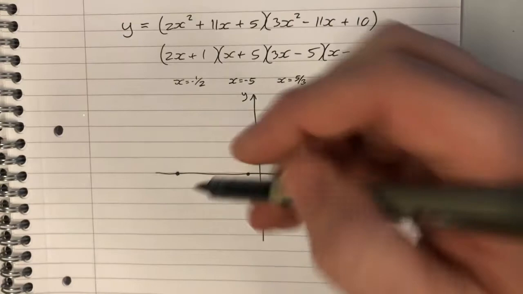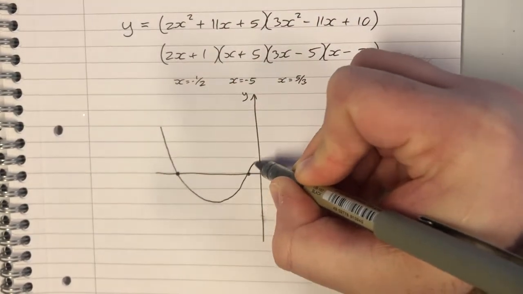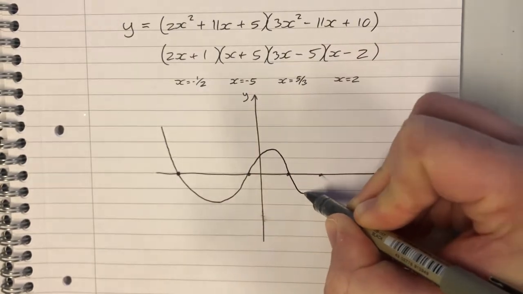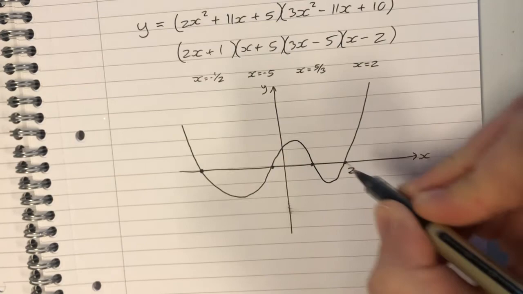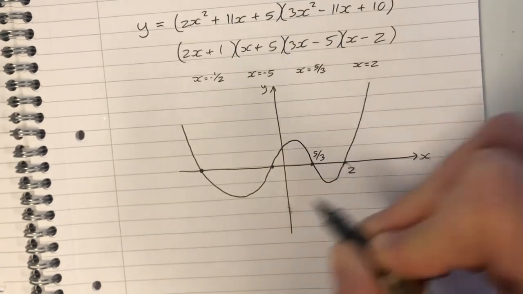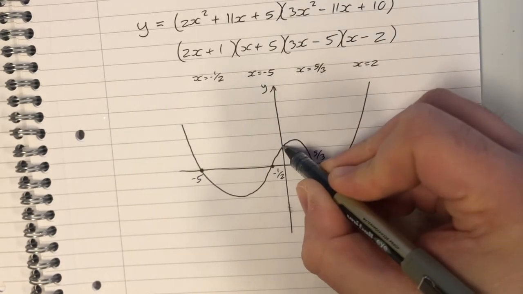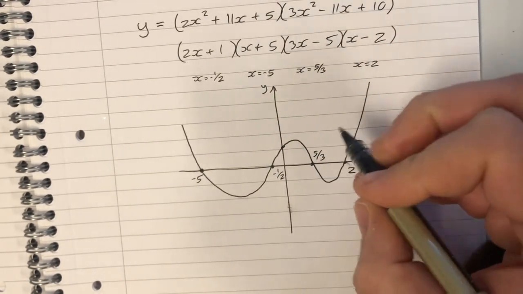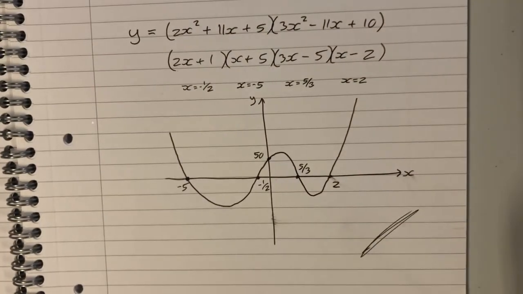Which is good, because if I look at my points, it's got to go through the y-axis at a positive point. And then it's going to do something like that. Label the points, so 2, 5/3, minus a half, minus 5, and make sure you label where it crosses the y-axis, which we said was 50. And there's my sketch of my quartic. Job done.